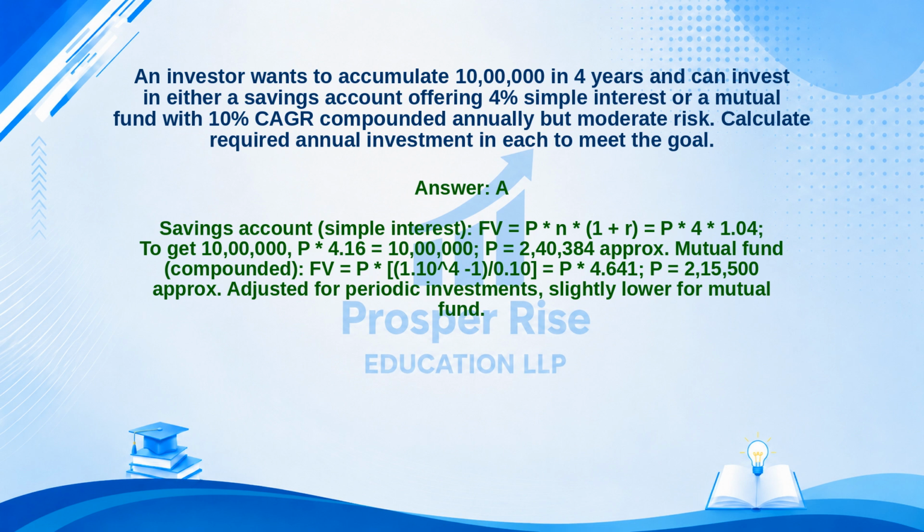P equals 2,40,384 approx. Mutual fund compounded: FV equals P asterisk (1.10 caret 4 minus 1) slash 0.10, equals P into 4.641. P equals 2,15,500 approx. Adjusted for periodic investments, slightly lower for mutual fund.